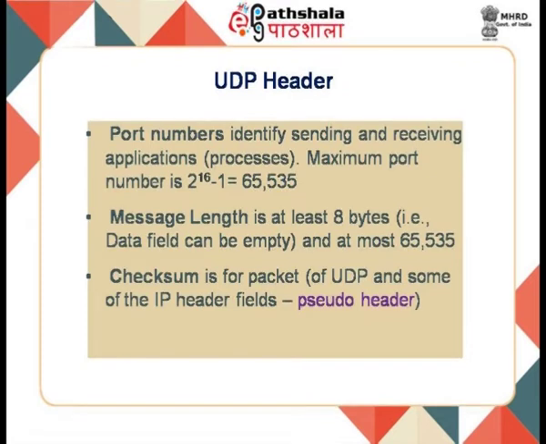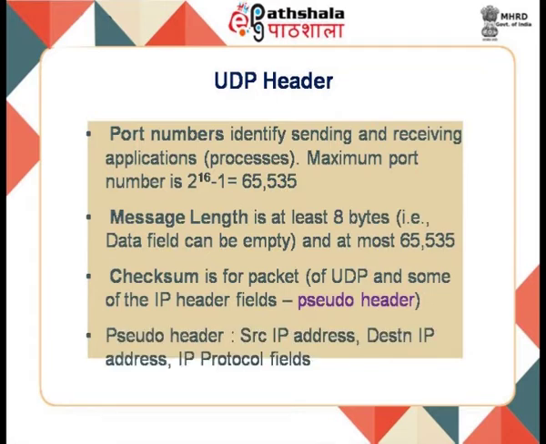The checksum is calculated for the UDP packet and also some of the IP header fields, which is called the pseudo header. The pseudo header consists of the source IP address and destination IP address plus the IP protocol field. The source IP address and destination IP address in the IP header are used to identify that the end-to-end connection is intact. That is, we said that there are 4 parameters which identify an end-to-end connection: the source IP address, source port number, destination IP address and destination port number.